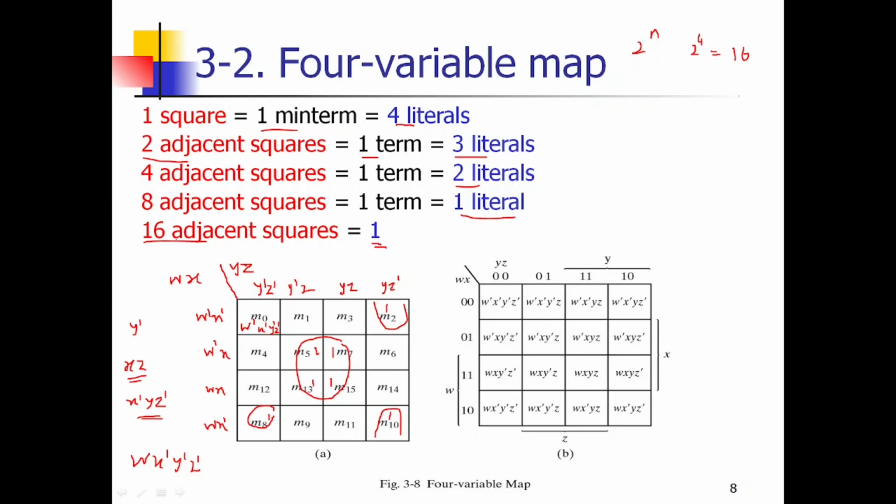If you are having 16 adjacent squares, then the Boolean function is 1. For 8 adjacent squares, that is an octet possibility, we will be having only one literal, that is, the term consists of only one literal. For 4 adjacent squares, we are having one term that consists of 2 literals. For 2 adjacent squares, that is a pair possibility, there are 3 literals. And a single one consists of 4 literals.